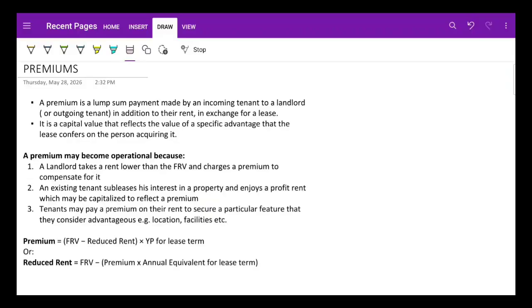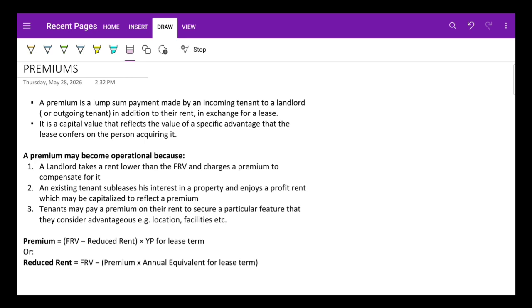Let's begin. All right, so let me just reiterate that a premium is a lump sum payment made by an incoming tenant to a landlord or an outgoing tenant in addition to their rent in exchange for a lease. So it is usually based on negotiation between the landlord and the tenant.